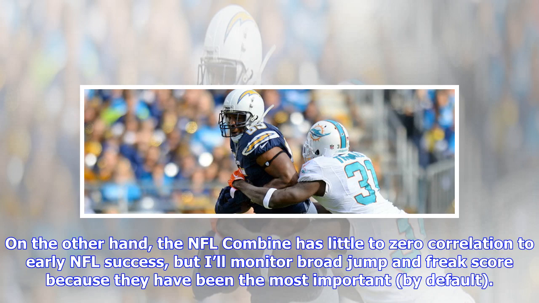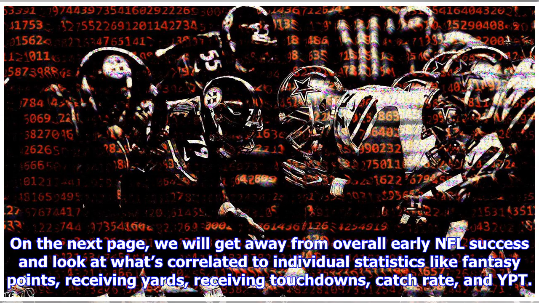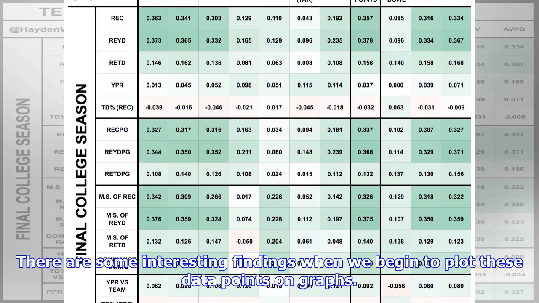On the other hand, the NFL Combine has little to zero correlation to early NFL success, but I'll monitor broad jump and freak score because they have been the most important by default. On the next page, we will get away from overall early NFL success and look at what's correlated to individual statistics like fantasy points, receiving yards, receiving touchdowns, catch rate, and YPT. There are some interesting findings when we begin to plot these data points on graphs.